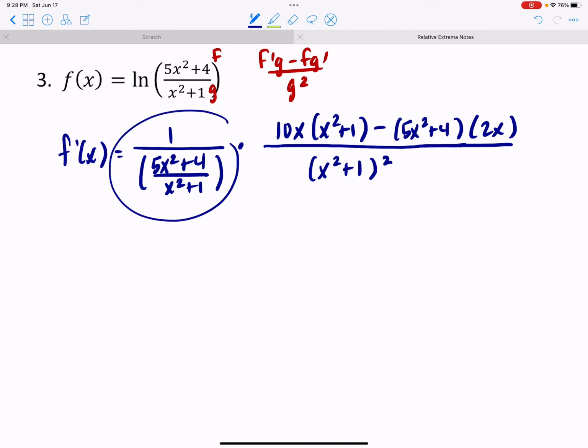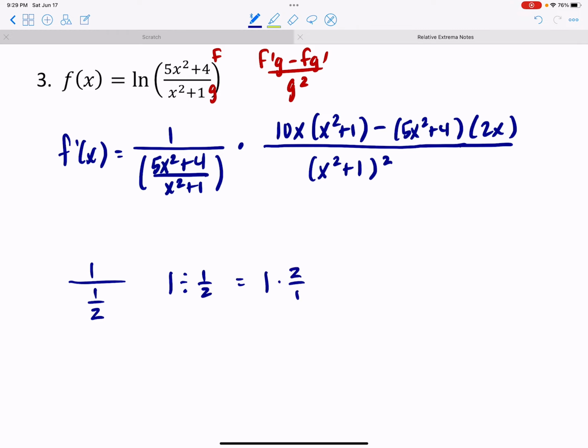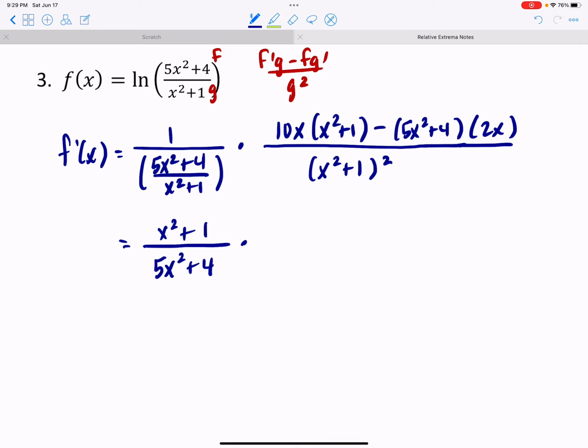So let's start with this, fraction in a fraction. So think about something simpler, right? If I had 1 and if I was dividing it by a half. 1 divided by 1/2 is the same as 1 multiplied by 2 over 1, or just 2. So I don't want to divide by that fraction, I want to multiply by its reciprocal. Well, if I multiply 1 by its reciprocal, I'm just going to end up with its reciprocal. So this is going to become an x squared plus 1 over 5x squared plus 4 times, over here, I'm going to leave this denominator alone, and work on the numerator.